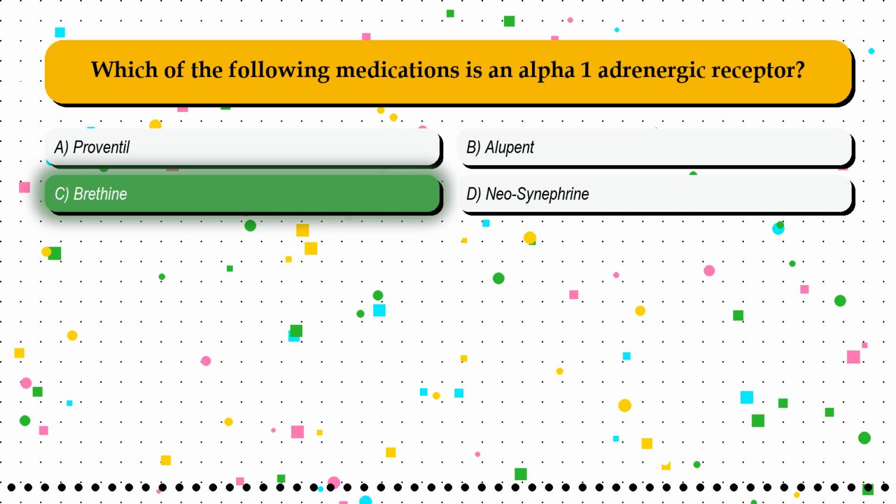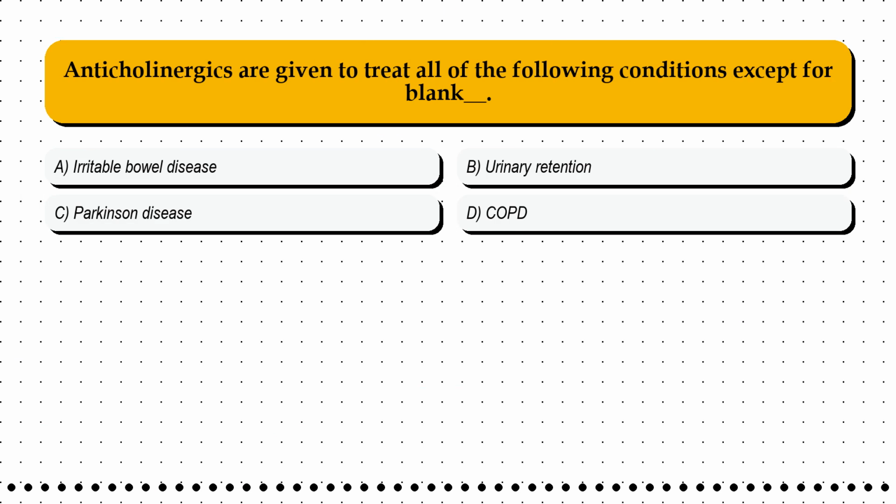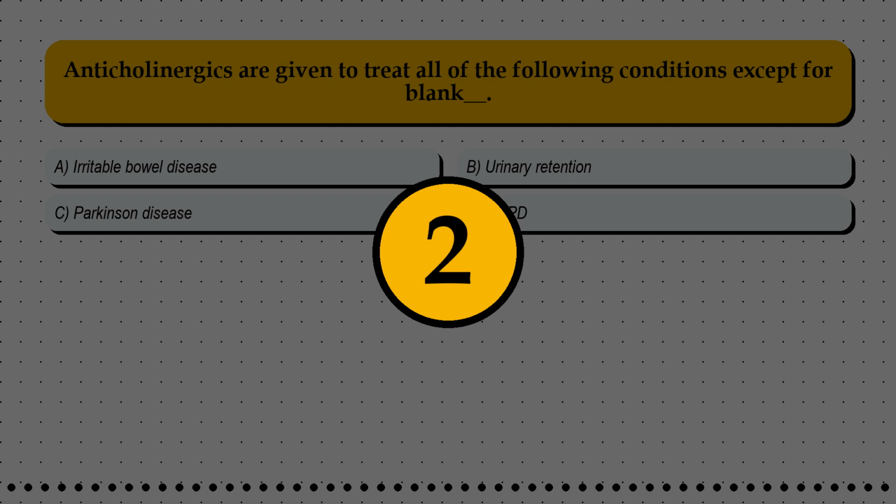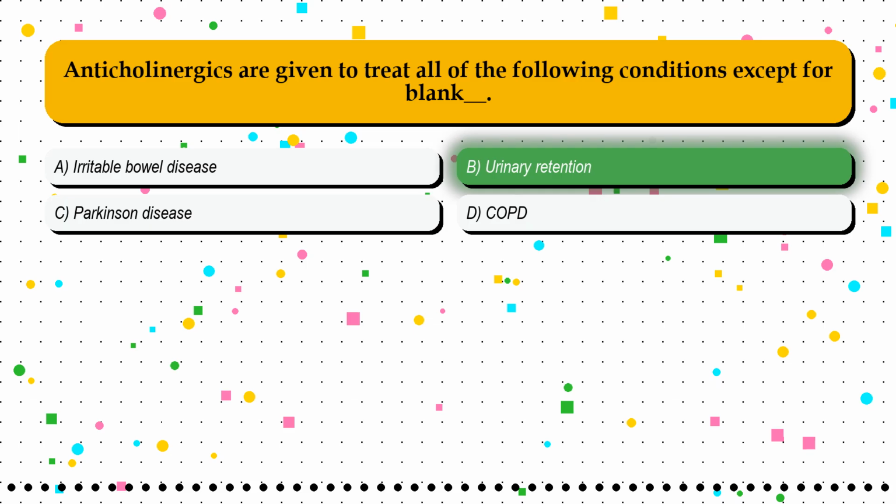Brethine. Question 161. Anticholinergics are given to treat all of the following conditions except for blank. Option A. Irritable bowel disease. Option B. Urinary retention. Option C. Parkinson disease. Option D. COPD. The correct answer is option B.